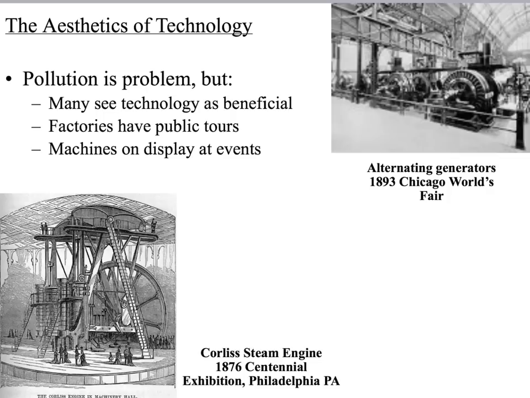And in the 1800s, they were showing not agricultural produce, but technological innovations, things like alternating generators at the World's Fair in Chicago that were used to actually provide the electricity for all the lights there. Also, they would take tours at the 1876 Centennial exhibit in Philadelphia, celebrating the first 100 years of the United States. They had a giant steam engine that helped provide power for the fair, and people would line up to buy tickets to tour this machine.